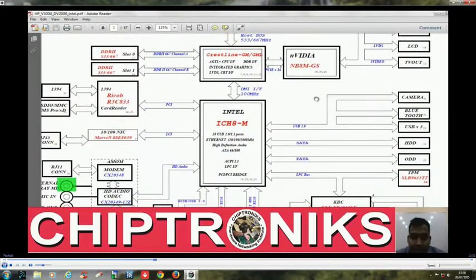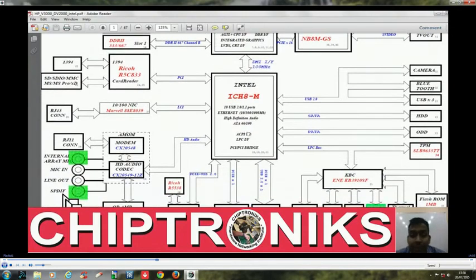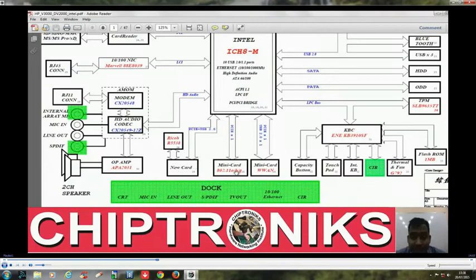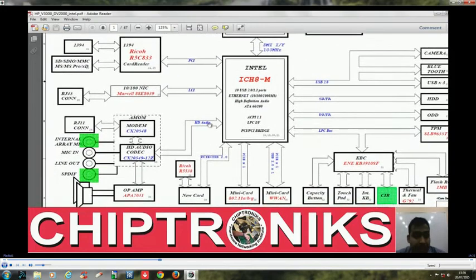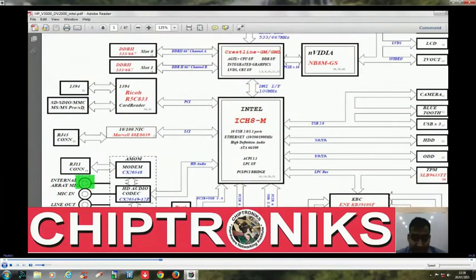Alright. And this is ICH8, which is also called South Bridge. Its primary function is to coordinate with these sections: the new card, mini card, IO controller, HDD, that is hard disk, ODD, that is PATA disk drive, and USB, Bluetooth, camera, HD audio, and RJ45 connections.